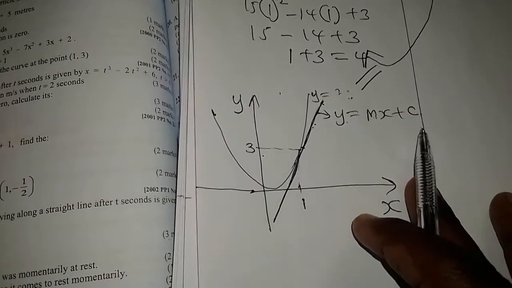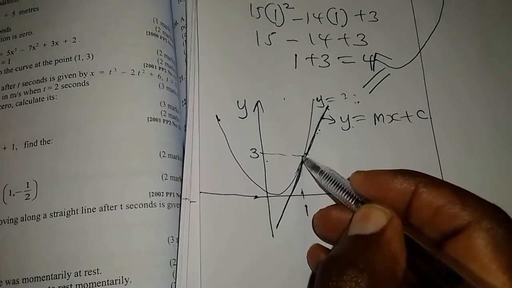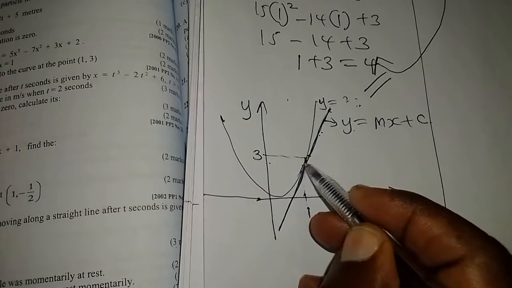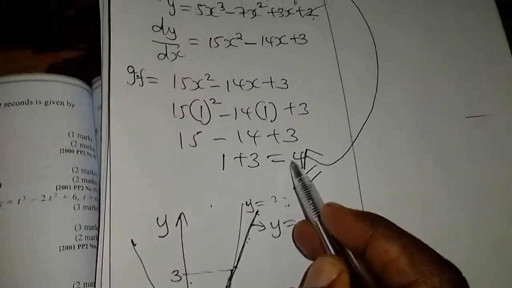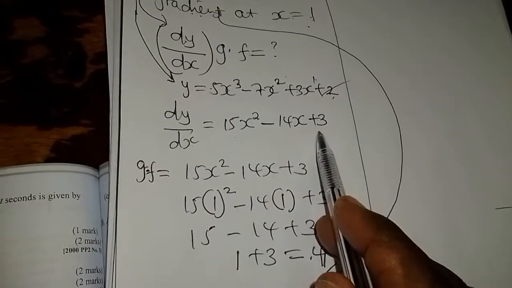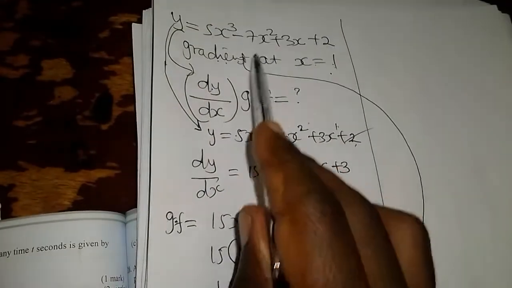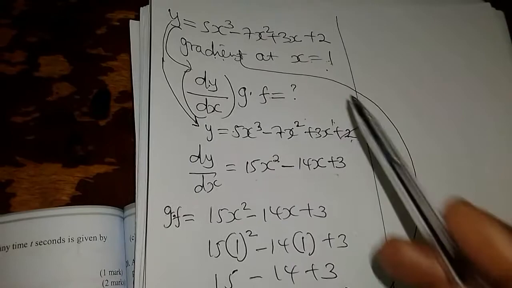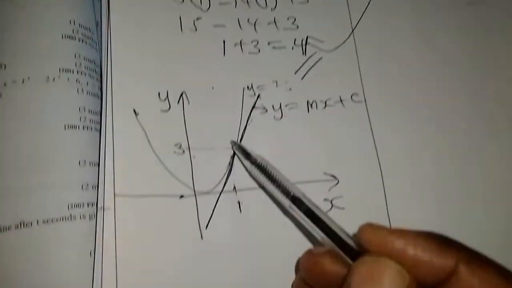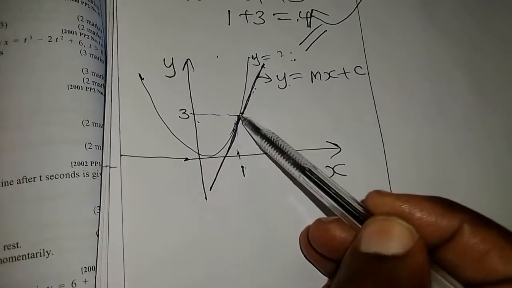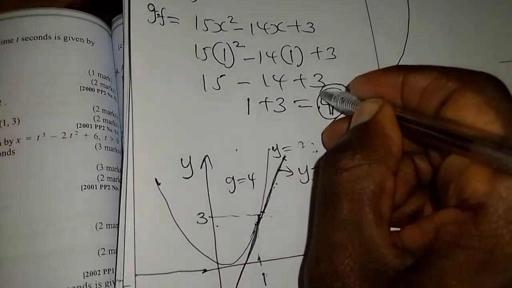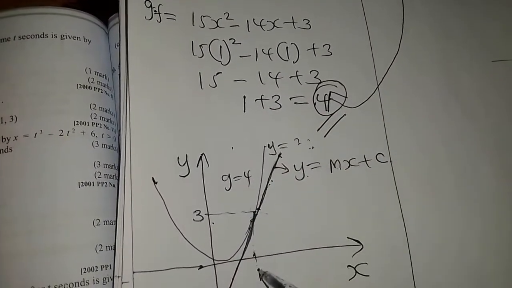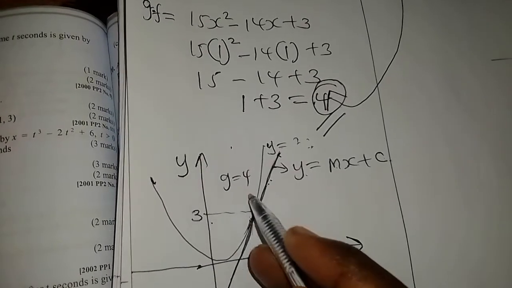Now, what you need to notice is that at this point, we've gotten the gradient of the curve when x is 1 as 4. Remember, this was our gradient function. We were told to get the gradient at x is 1. So at point x is 1 on the curve, the gradient is 4, is what we got as our answer.